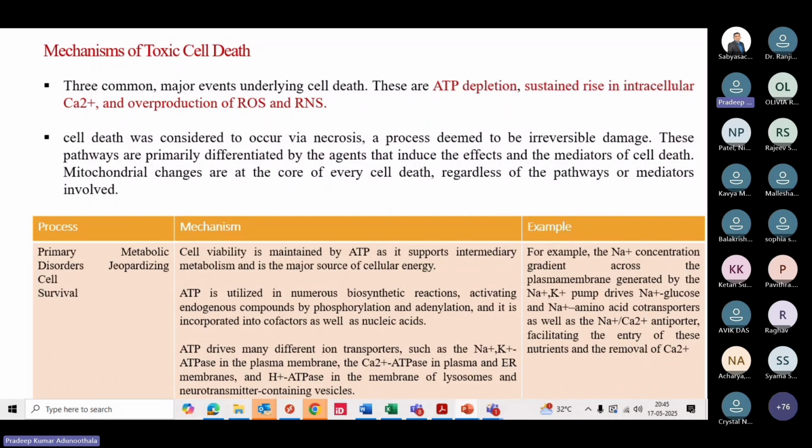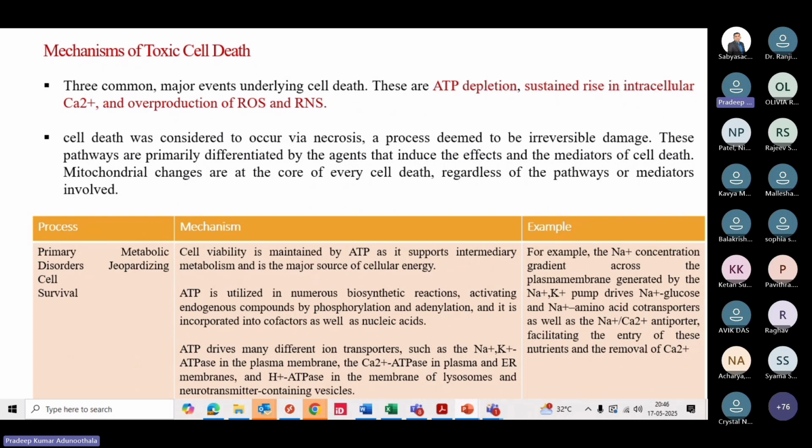Generally it happens in the mitochondria, because mitochondria form the core of every cell death regardless of the pathways or the mediators involved. The first step is primary metabolic disorders jeopardizing cell survival. ATP synthesis is helpful in most processes in the cell and helps in cell viability. It supports intermediary metabolism and is also a major source of cellular energy.